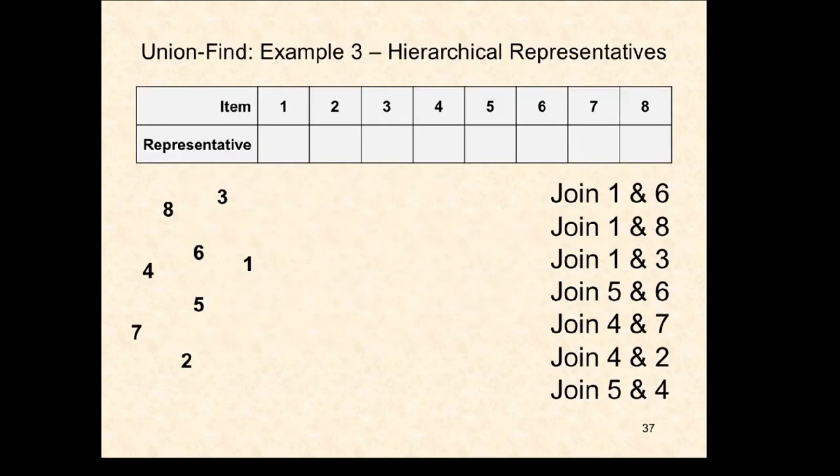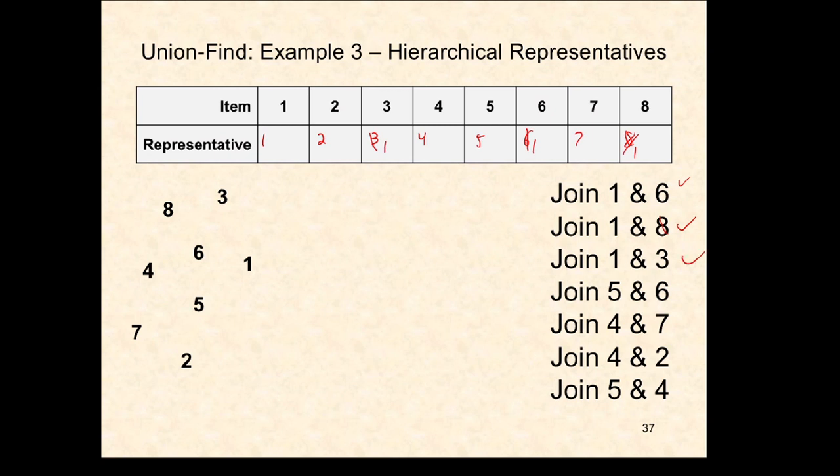So let's look at an example here. Initially, everybody has themselves as their own representative because everybody is their own disjoint group. Okay, so I want to join 1 and 6. 1 says 1, 6 says 6. We say update 6 to be 1. We're good. Join 1 and 8. 1 says 1, 8 says 8. We change 8 to be 1. We're good there. Join 1 and 3. 1 says 1, 3 says 3. We change 3 to say 1.